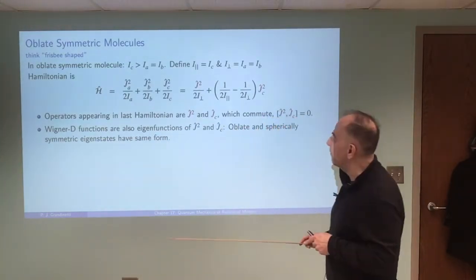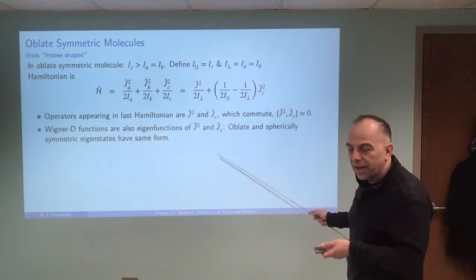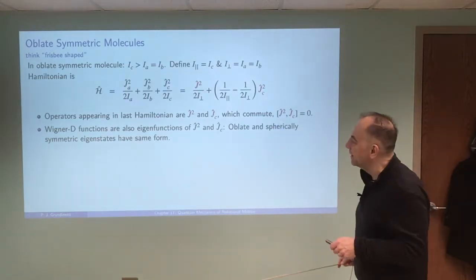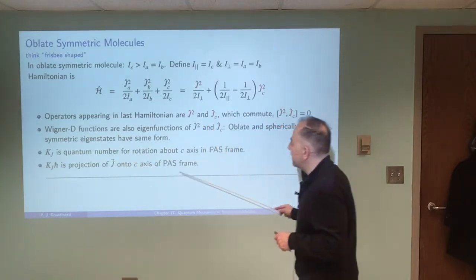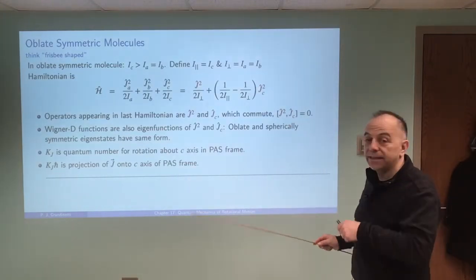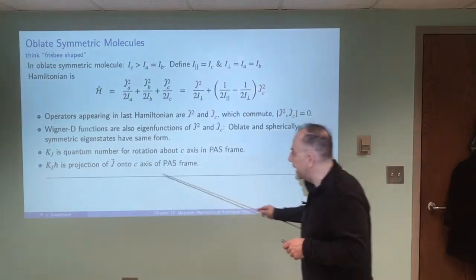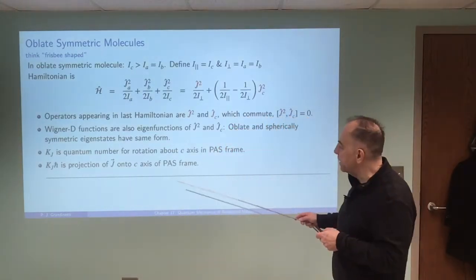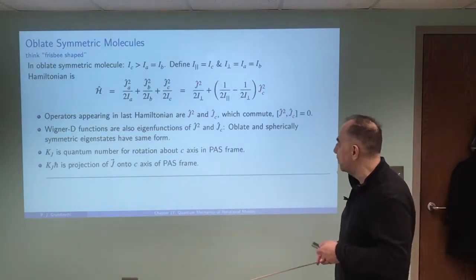So we know that the Wigner-D functions are the eigenfunctions for this Hamiltonian. So oblate, prolate, and spherically symmetric eigenstates have the same form. It's these Wigner-D functions. Now, in this case, the Kj quantum number is associated with rotation about the unique axis, which is C in the oblate case. In the prolate case, it was A, and in the oblate case, it's going to be C. And so Kj times h bar is going to be the angular momentum that is the projection of J onto the C axis of the molecule fixed frame.